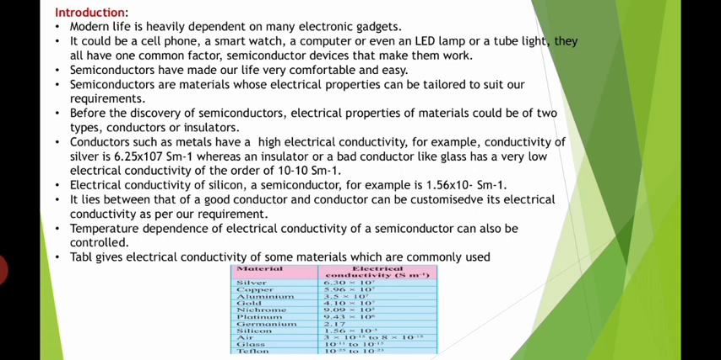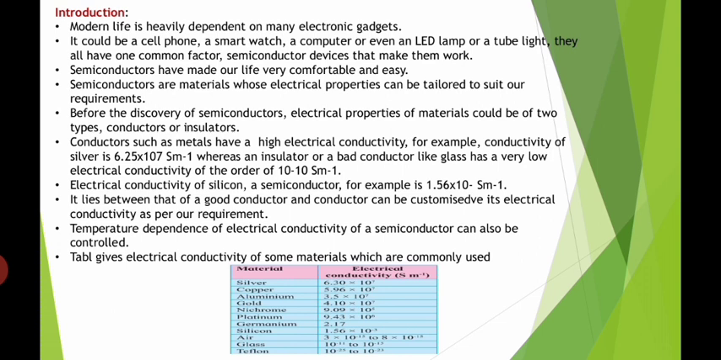Semiconductors are materials whose electrical properties can be tailored to suit our requirements. Before the discovery of semiconductors, electrical properties of materials could be of two types: conductors and insulators. Conductors, such as metals, have high electrical conductivity.